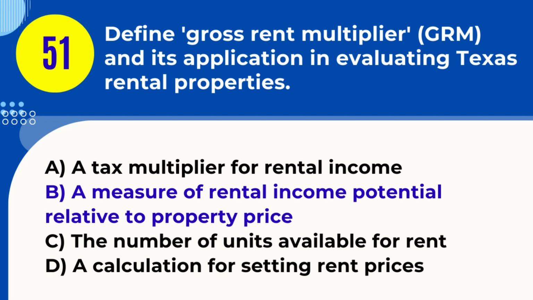Answer. B. A measure of rental income potential relative to property price. Explanation. The gross rent multiplier, GRM, is a metric used in Texas to evaluate rental properties, calculated by dividing the property price by the gross rental income. It helps investors assess the property's income potential and compare different properties.